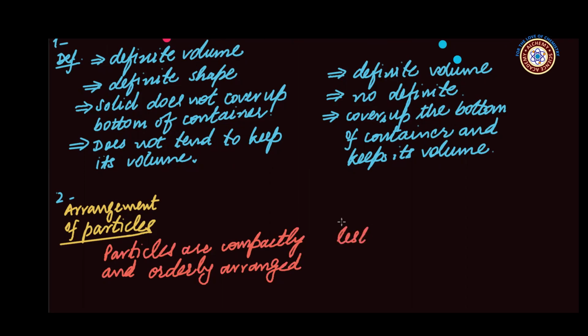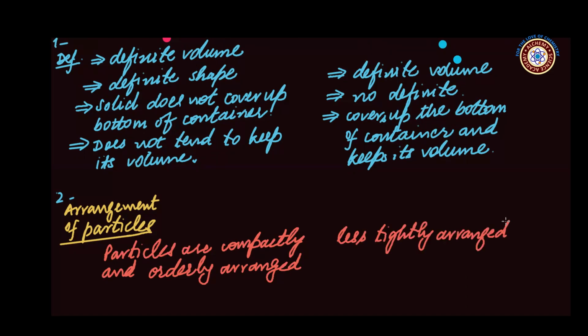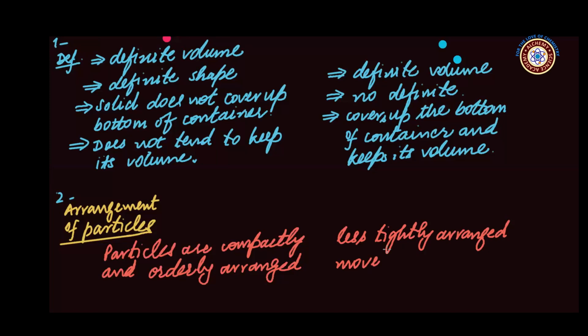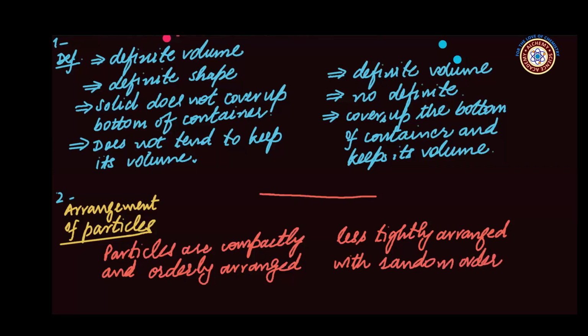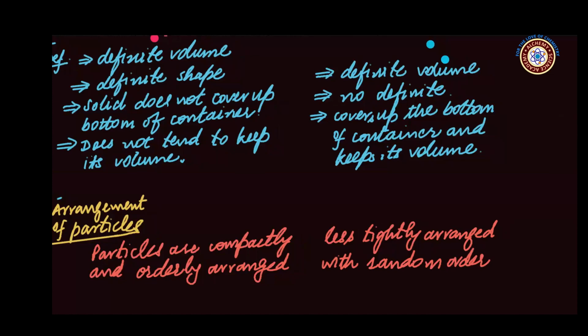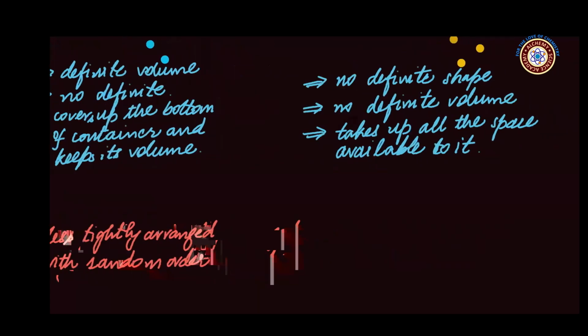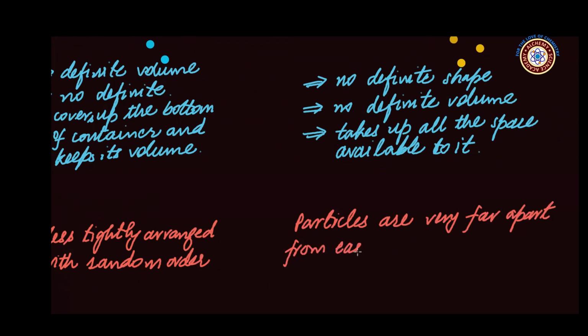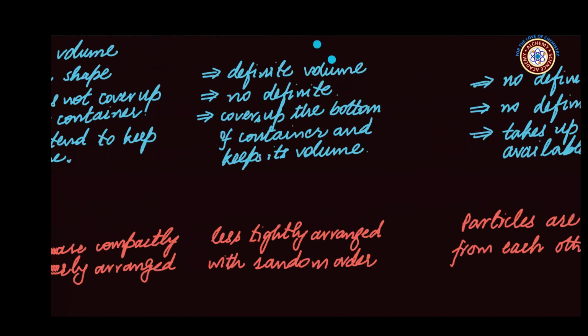Particles are less tightly arranged with random order, whereas in case of gases, particles are very far apart from each other, leaving behind large spaces between them.